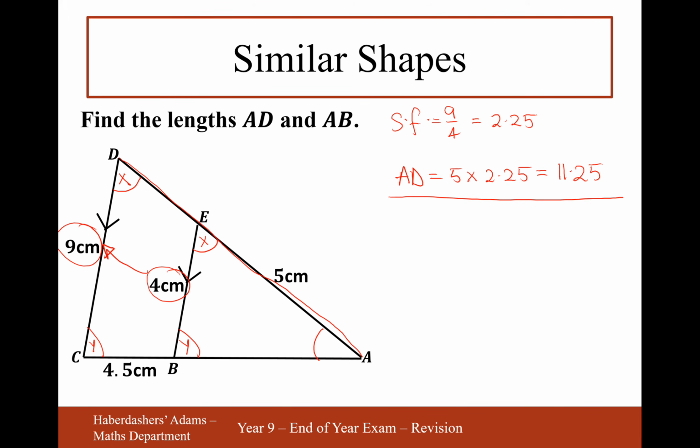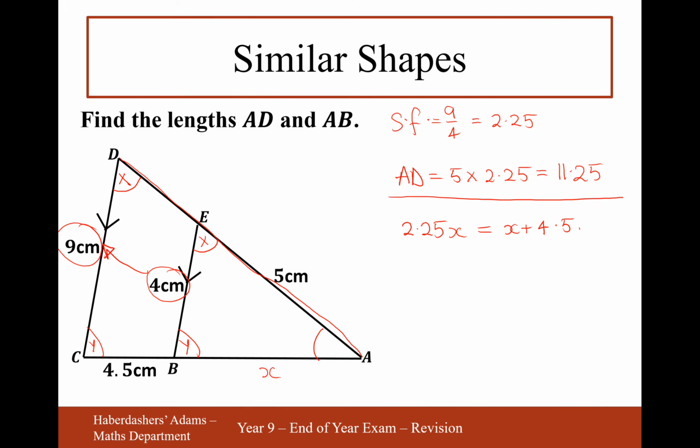Now, A to B, what can I do here? I know that this is 4.5. I don't know what A to B is. I might call this X. So the smaller side of X must be scale factored by 2.25. So it's going to be 2.25 times X, which will give me the whole length of the side from A to C, which will be X plus 4.5. Wow, this is actually quite a difficult question, this question from A to B.